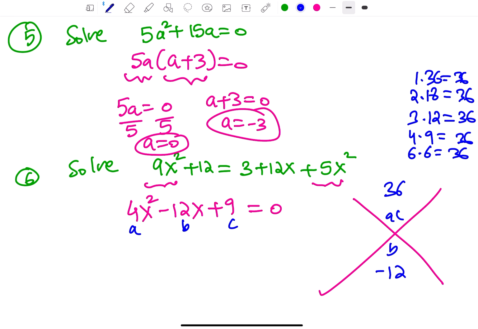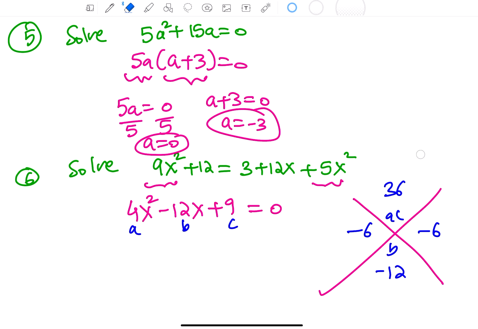6 times 6 will give you positive 36, and negative 6 and negative 6 will give you negative 12. So negative 6 and negative 6 are the numbers. It's always good to make a table if you're not sure of the numbers and see which numbers multiply to positive 36 and add up to negative 12.